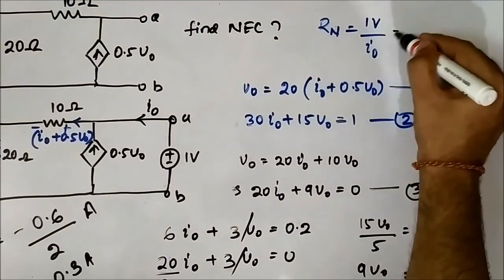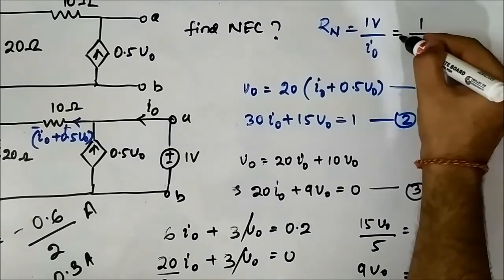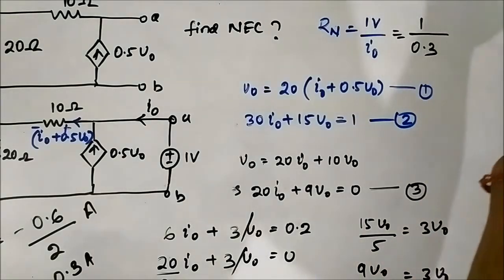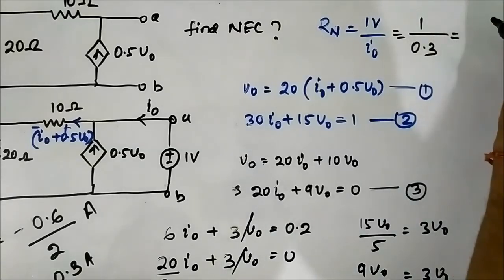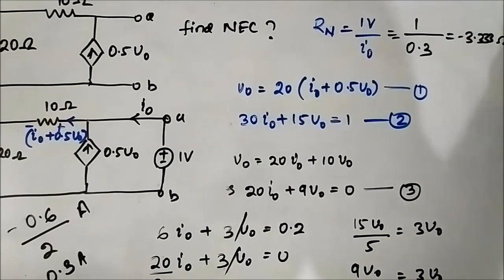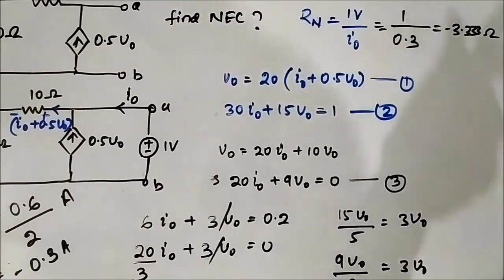So Rn is equal to 1 by minus 0.3, which becomes minus 1 by 0.3. Okay, so this becomes 10 by 3, which is equal to 3.333 something ohm. So this is Rn. Rn is equal to minus 3.3333 ohm.